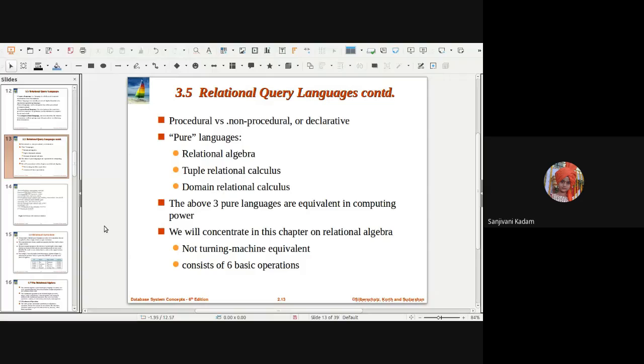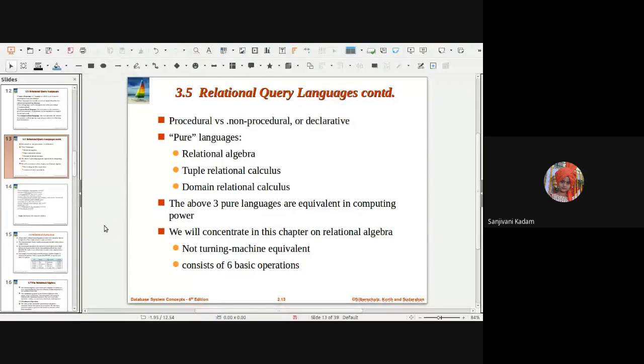There are some pure, theoretical languages: relational algebra, tuple relational calculus, and domain relational calculus. These are the three pure languages based on which a number of implementations are there. These three have the same computational capability. Computational capability means which operations they can perform. So whatever the power of relational algebra is, the same power is available for the tuple relational calculus and domain relational calculus.